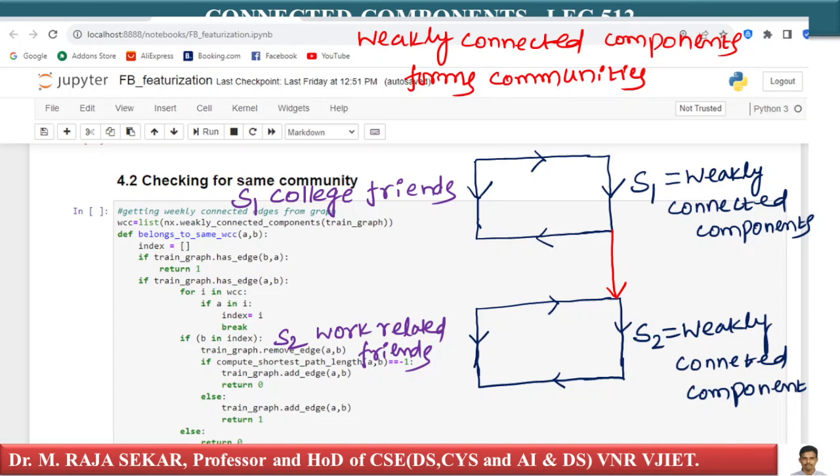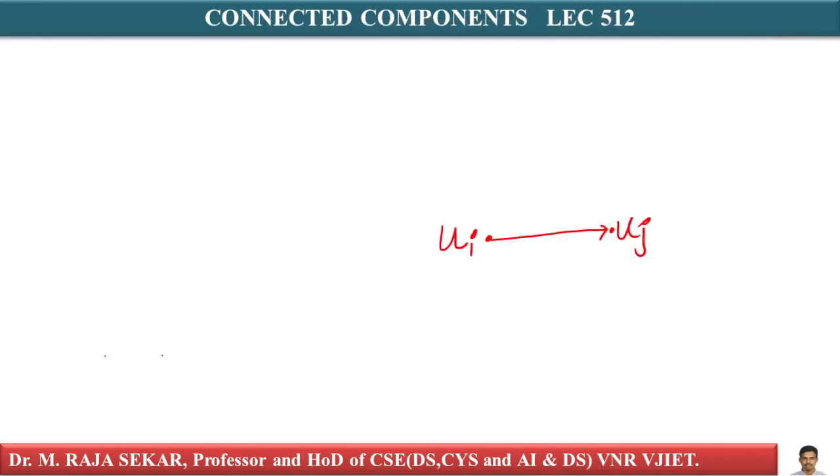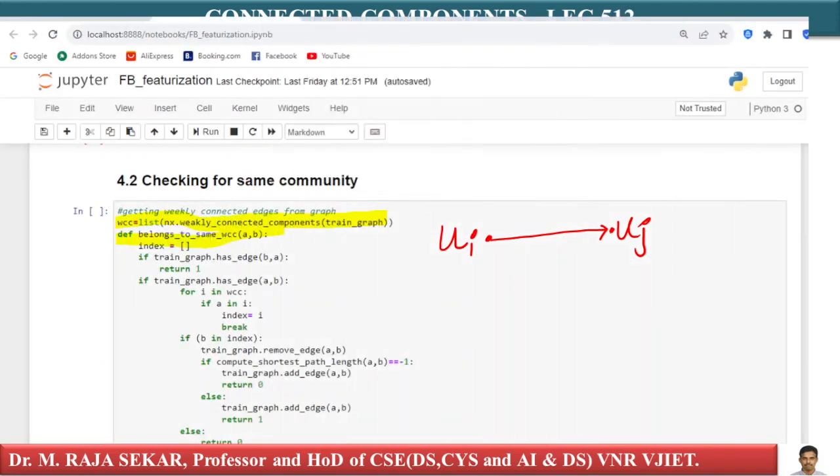Now imagine if you have two users, UI and UJ, that belong to some weakly connected component. That implies that there is a very high chance that UI and UJ share something similar. Weakly connected components are useful to detect communities.